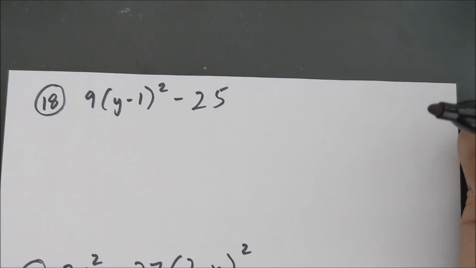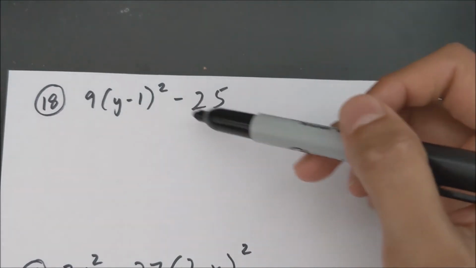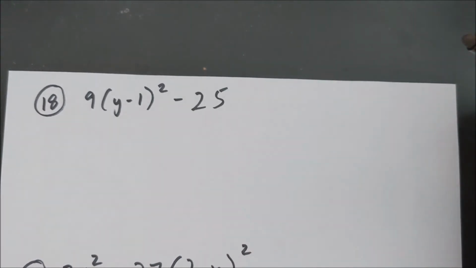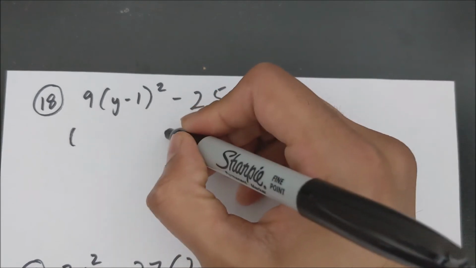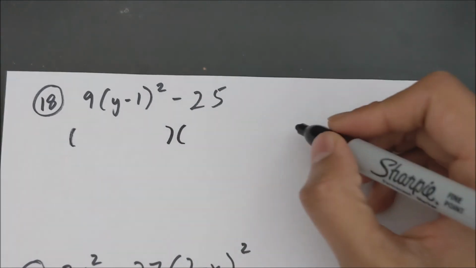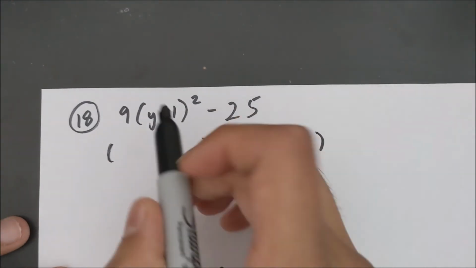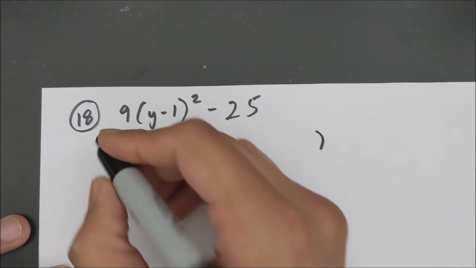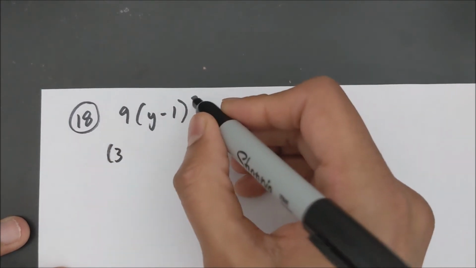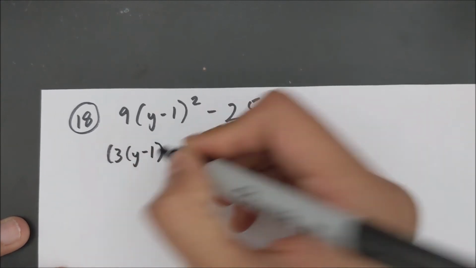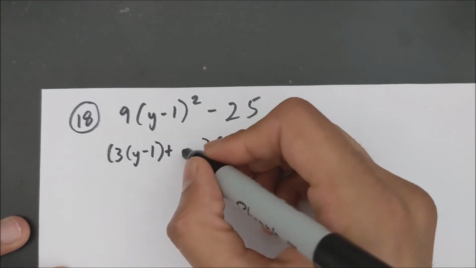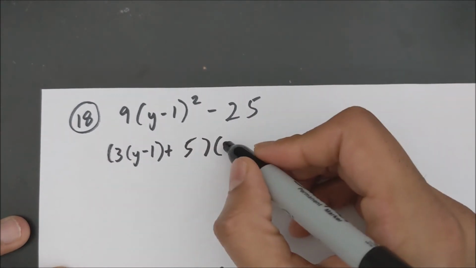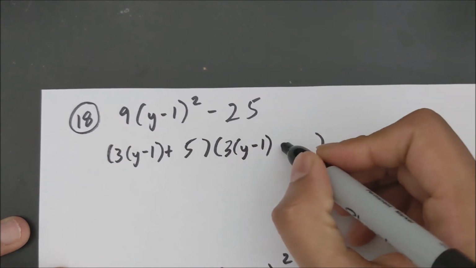Okay, so if I take a look at this again, that whole term is square rootable, that is also square rootable. It's a minus sign in between, so I can just do difference of squares. Bit difficult with this one, but let's try it. So I have my two brackets. The square root of this whole term, the square root of 9 is 3, and the square root of (y minus 1) squared is just y minus 1. Then we've got a plus. The square root of 25 is 5. Then 3(y minus 1) minus 5.